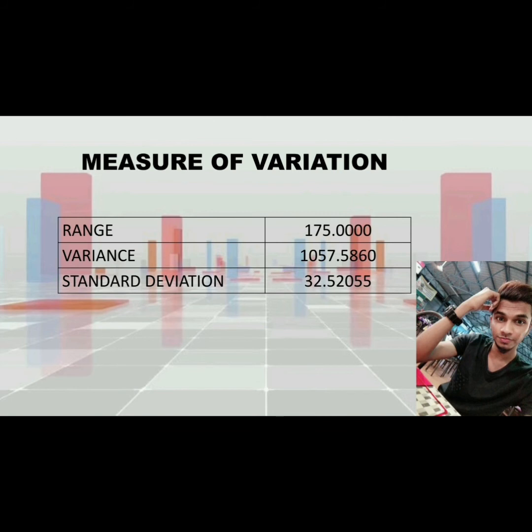Measure of variation consists of range, variance, and standard deviation. Range was 175. Variance was 1057.5860. Standard deviation was 32.52055.